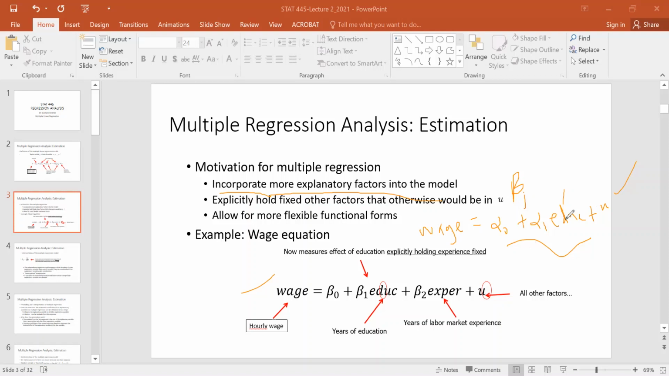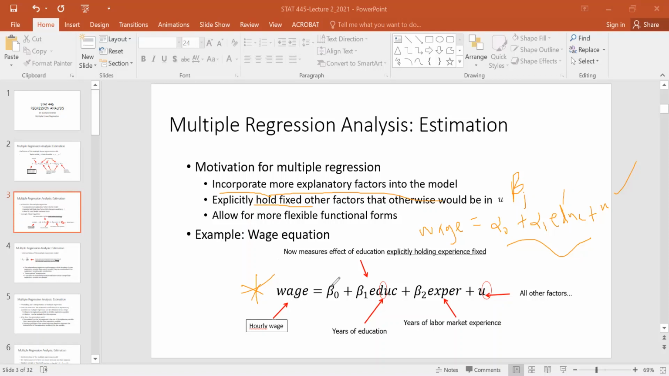We are saying you don't need to struggle going to town looking for people with the same level of experience and collect data on their wage and education and come and run your model. You don't need to do that. You can just adopt a multiple regression and it allows you to behave as though you went to look for people with the same level of experience.